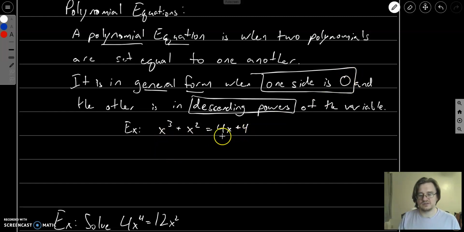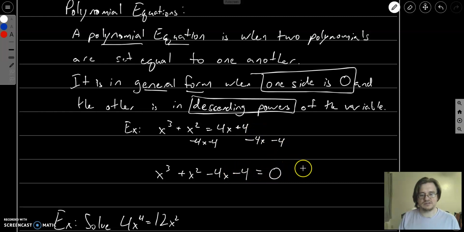So what I'll have to do is move the 4x and the 4 to the other side by subtracting them. So I'll subtract a 4x and I'll subtract a 4 from both sides of the equation. And the 4x and the minus 4x will cancel. And then the 4 and the minus 4 will also cancel, and we're left with 0 on the right half of the equation. So now this is in general form.